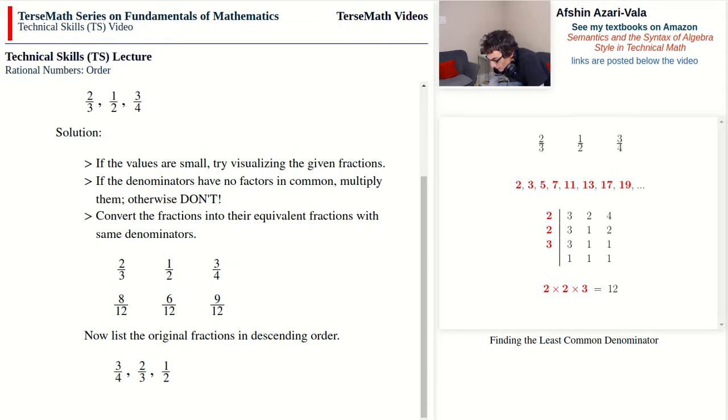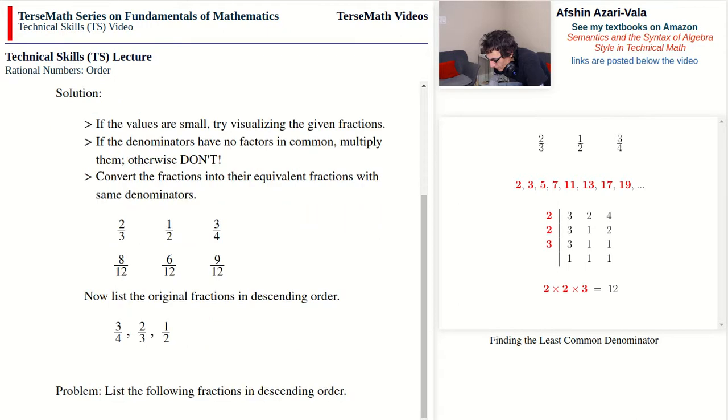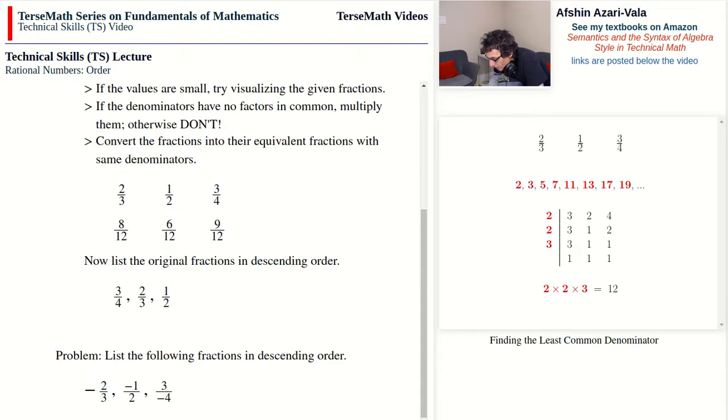Okay, time to take a look at some other problems, some other examples. This problem says list the following fractions in descending order. And this time we have pretty much the same fractions that we worked with in the previous problem, but this time they are negative.